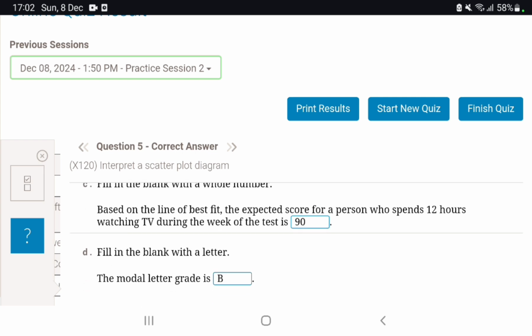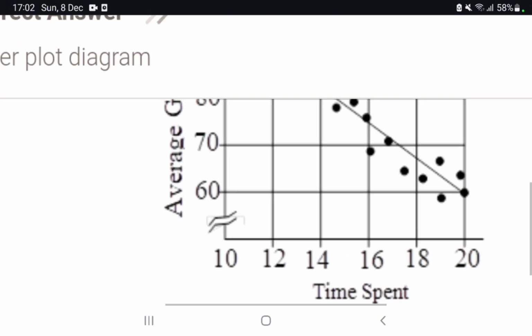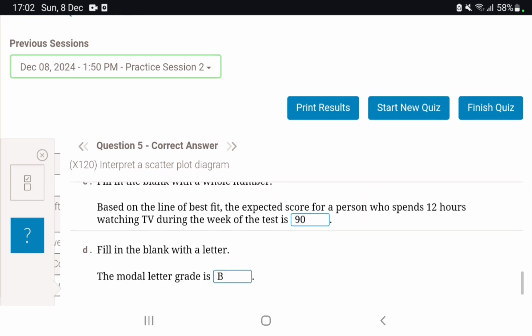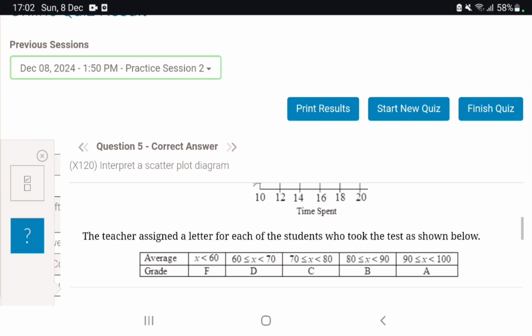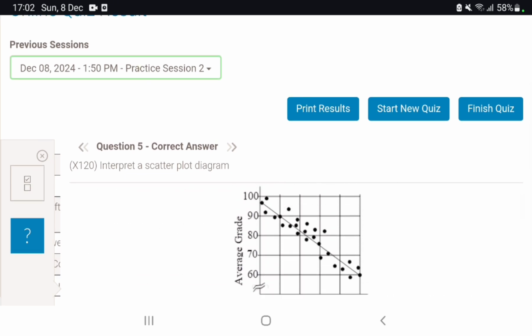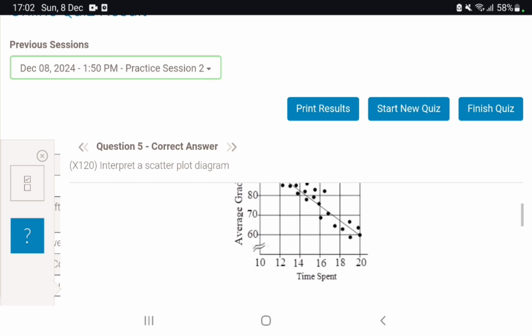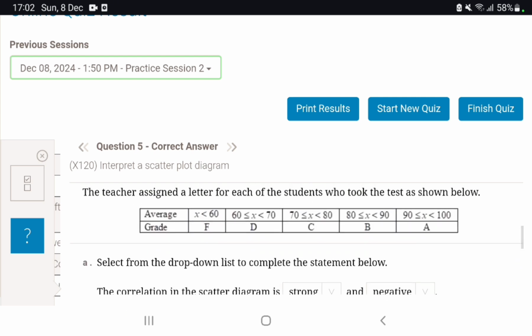Now for c, we go to 12 here on the x-axis, and then we go up to where it intersects on the line, and we find out that it's 90. Now for d, we find out where the most dots are, and it's clear here that between 80 and 90 there are the most dots, and it's b. B is between 80 and 90.